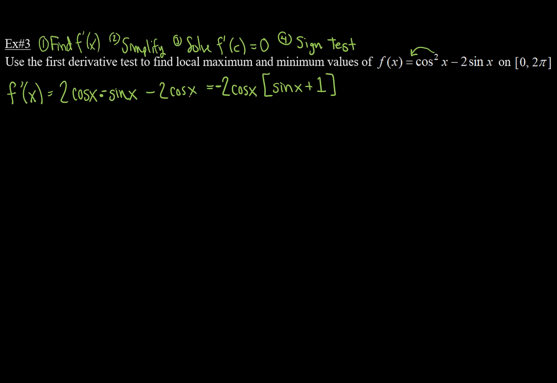Okay, all right, so done. Completely simplified. And again, remember, I know that it's simplified because I've written it as a factor times another factor, times another factor. It's all split up. So now I'm going to solve it for when it's equal to 0.